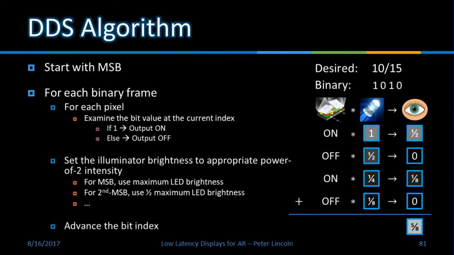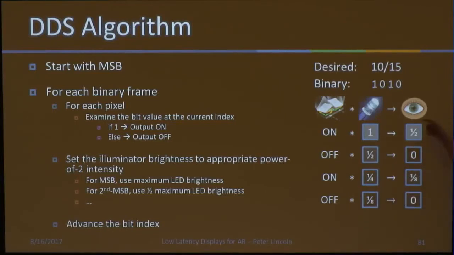So let's say we're trying to produce the intensity 10 as a 4-bit number, which could range between 0 and 15. Well, in binary, that's 1, 0, 1, 0. And so we need to flip the mirrors and control the brightness of the illuminator, and that affects what the eye is going to see. So basically, we cycle. The illuminator is going to do the powers of 2 intensity. We're going to cycle on, off based on that binary value. And so the user is going to see a combined brightness that is about 5/8, which is about 10/15.